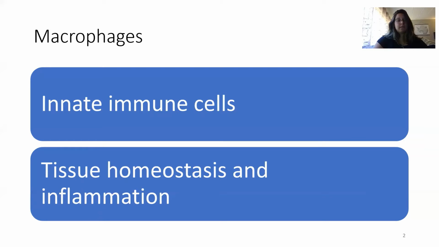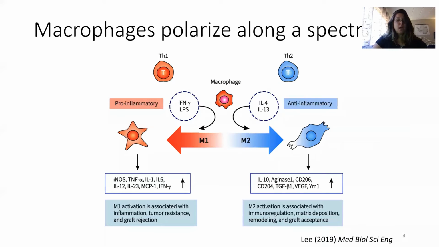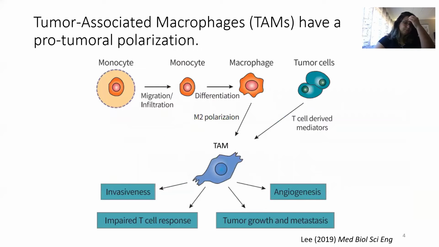Macrophages are part of the innate immune system. They're highly phagocytic, and they play an important role in tissue homeostasis and regulating the inflammation response. They polarize along a spectrum with M1 on one end and M2 on the other. M1 macrophages are pro-inflammatory and anti-tumoral, and M2 macrophages are anti-inflammatory and pro-wound healing. And because of this, they're also pro-tumoral.